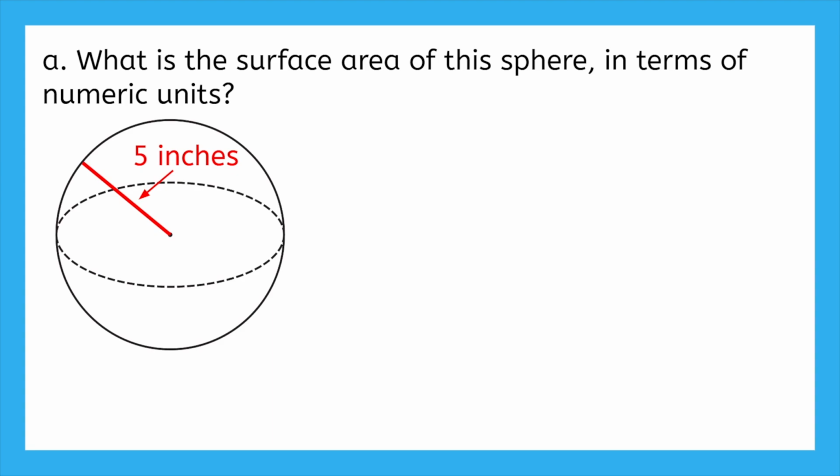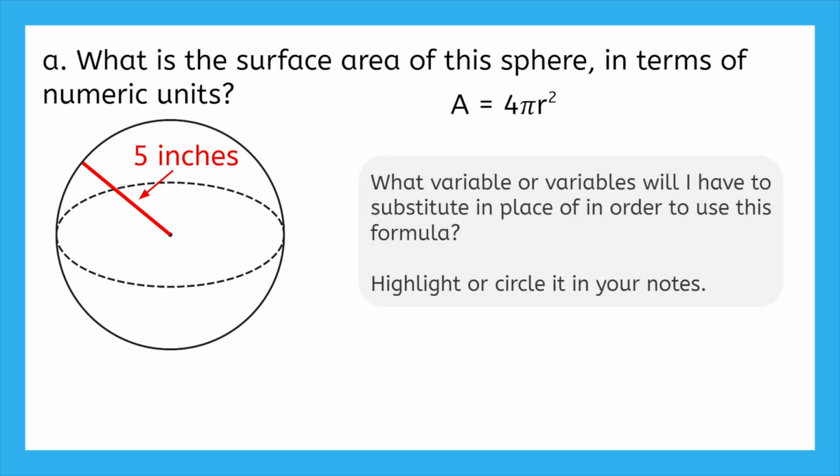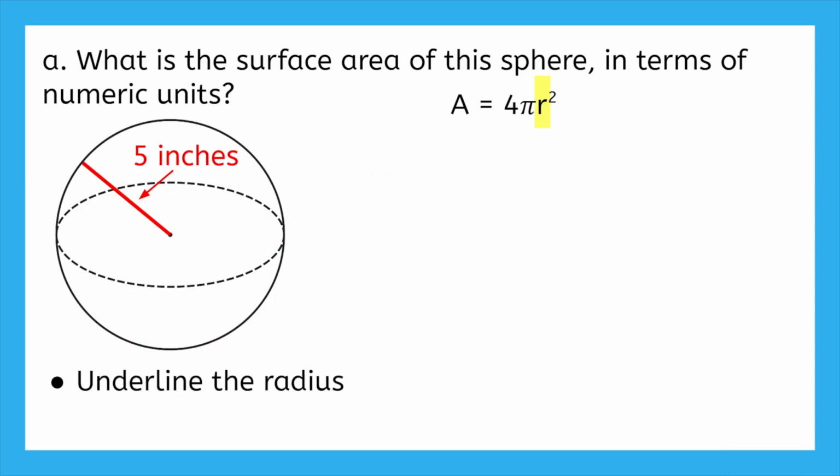What's the surface area of this sphere in terms of numeric units? Here's our formula for the surface area of a sphere. What variable or variables will I have to replace in order to use this formula? Highlight or circle them in your notes. r is the only variable in this formula, so the only unknown information I need is the radius. Underline the radius in the diagram.